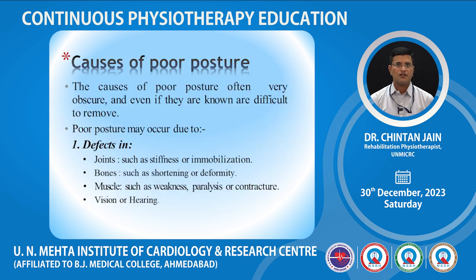Now we come to the causes of poor posture. The causes of poor posture are often very obscure, and even if they are known, are difficult to remove. Poor posture may occur due to defects in joints, such as stiffness or immobilization that occurs after fracture or such a trauma. Bones, such as shortening or deformity that can occur congenitally or after fracture or some trauma. Muscles, such as weakness, paralysis or contracture, and vision or hearing problems.